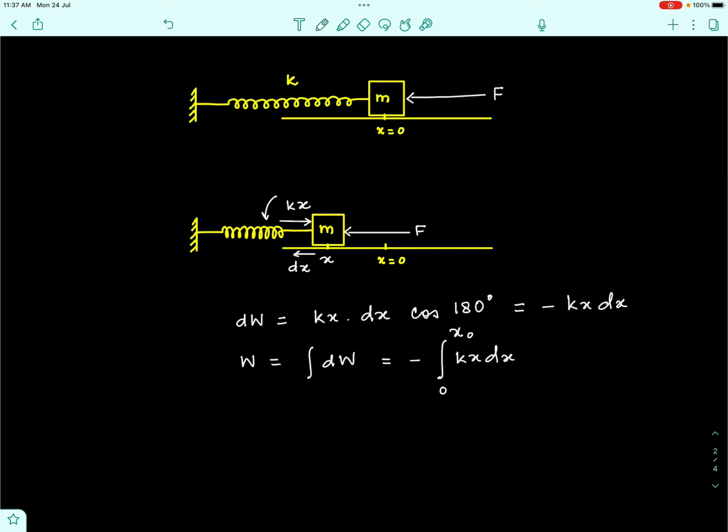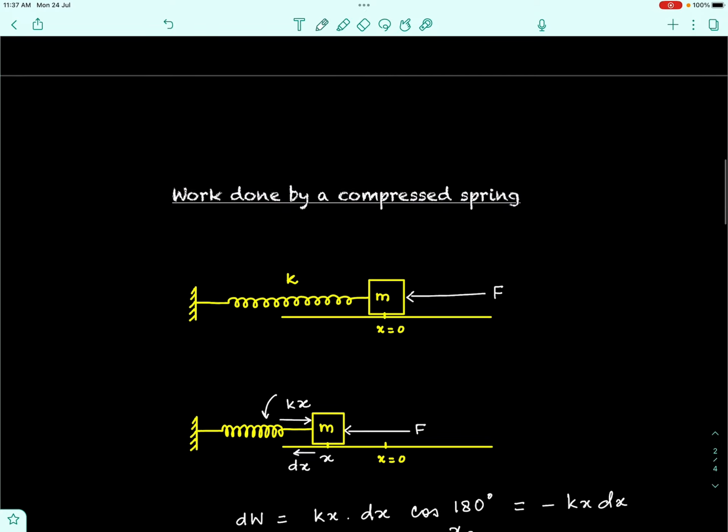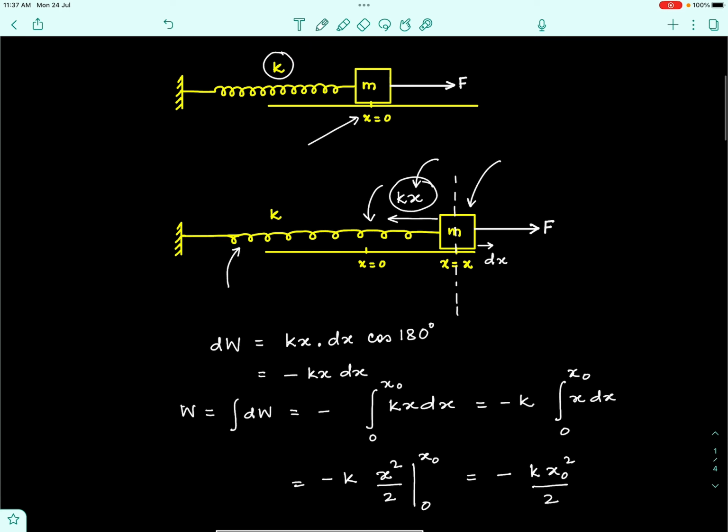So minus integral of kx dx, assuming that once again the block was taken from x is equal to 0 to x is equal to x naught, we see that we will get the exact same expression, minus half k x naught squared, as the work done by the spring that we have obtained above, and for the same reason that the spring force acts opposite to the displacement. So there is an important thing that we understand here, that whenever a spring is either compressed or stretched from its natural length, from its equilibrium state, the work done by the spring is always negative.